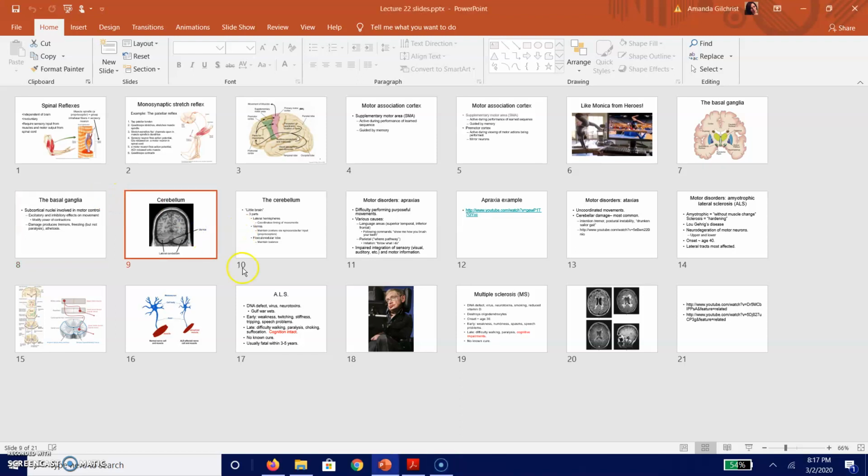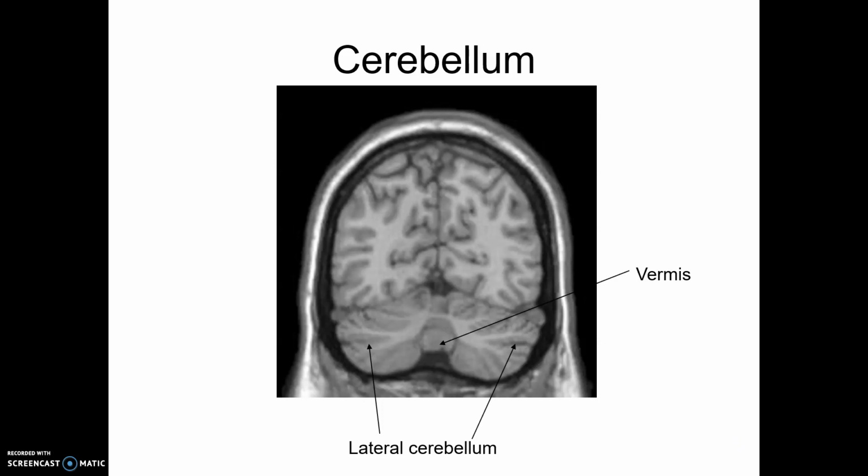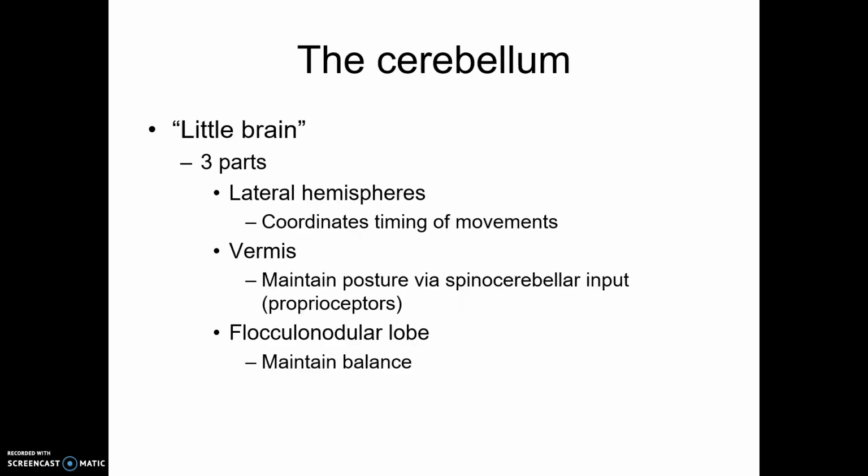So now at this point, let's go ahead and move on to talk about the cerebellum. You can kind of see a few of the different parts of the cerebellum. That includes the lateral cerebellum, which are on either side, and then the part in the middle called the vermis. There are actually three parts, as you can kind of see in this picture. Only two of them are actually shown here. So it's actually made up of three parts. The final one has a really cool name called the floccular nodular lobe.